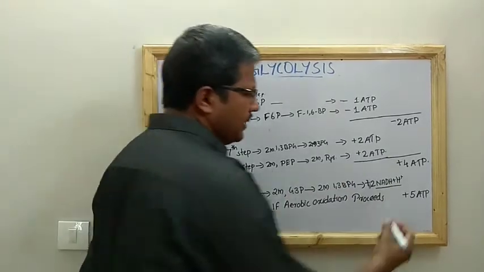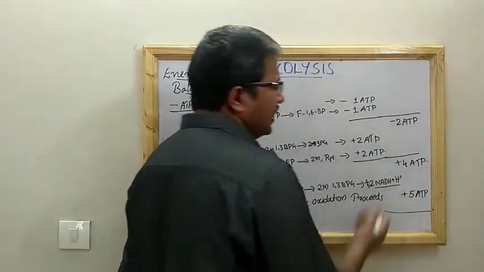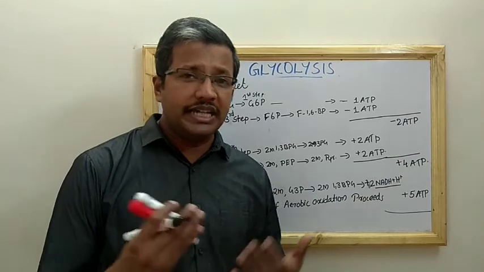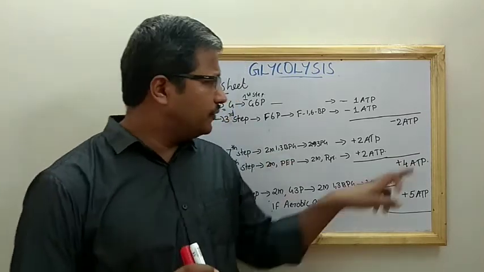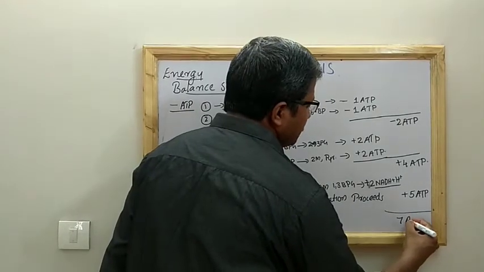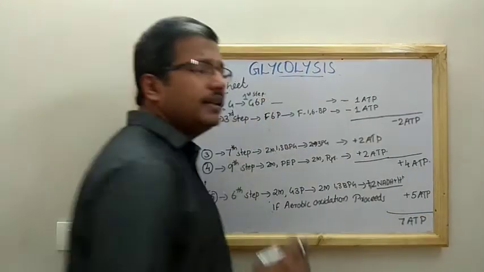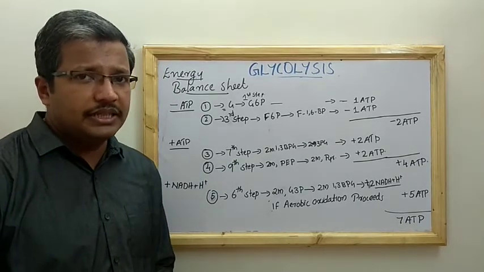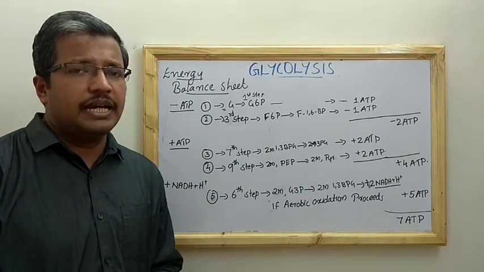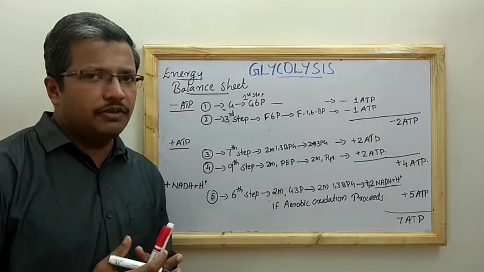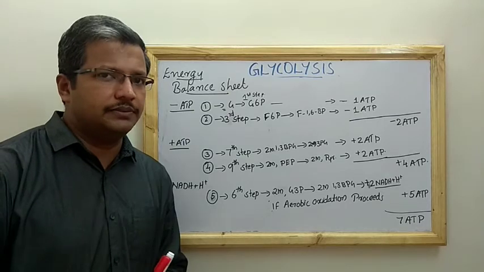So finally, what will happen? You can see that ultimately 5 plus 4. How many ATP are formed? 9 ATP are formed, out of which 2 are used. So a total of 7 ATP results from glycolysis. But make sure that if anaerobic oxidation is the case, only 2 ATP will result from glycolysis.